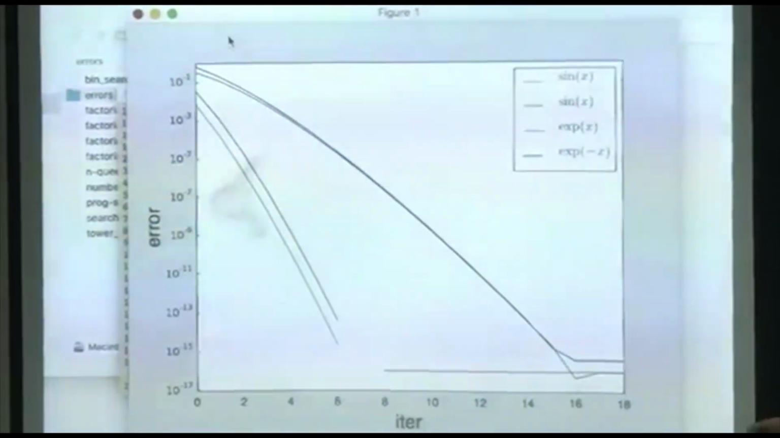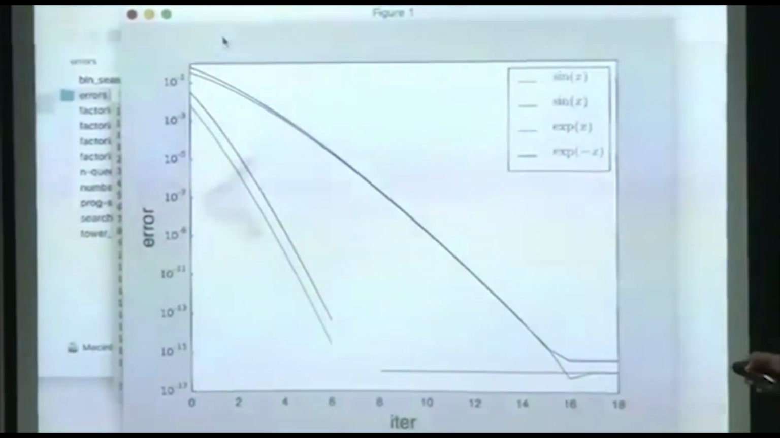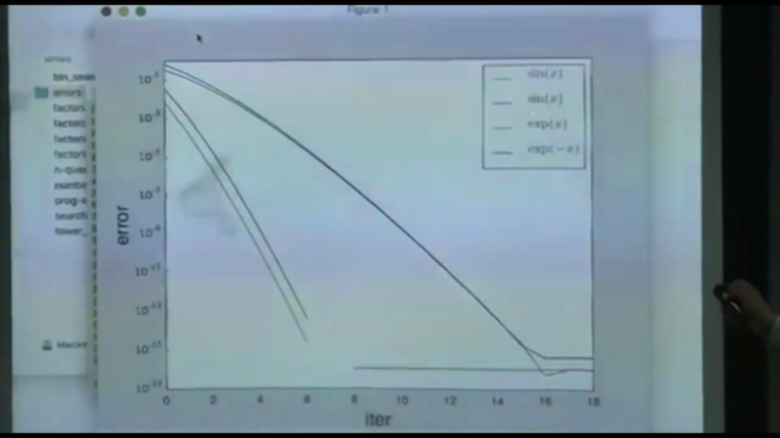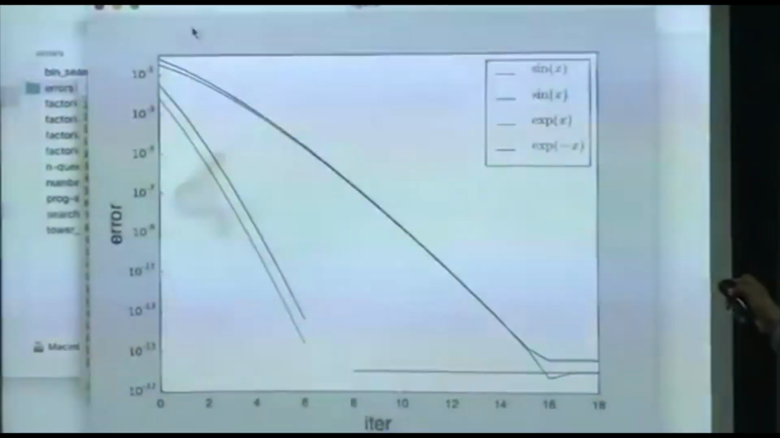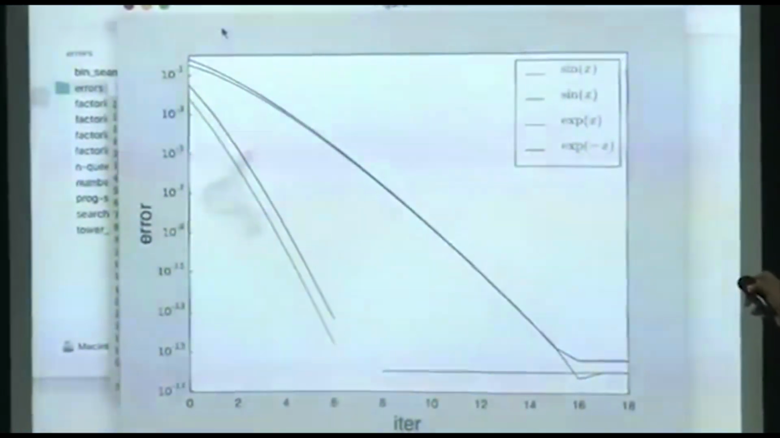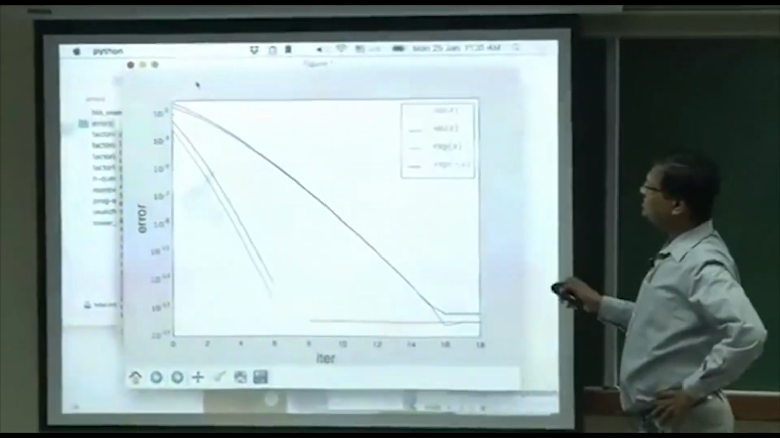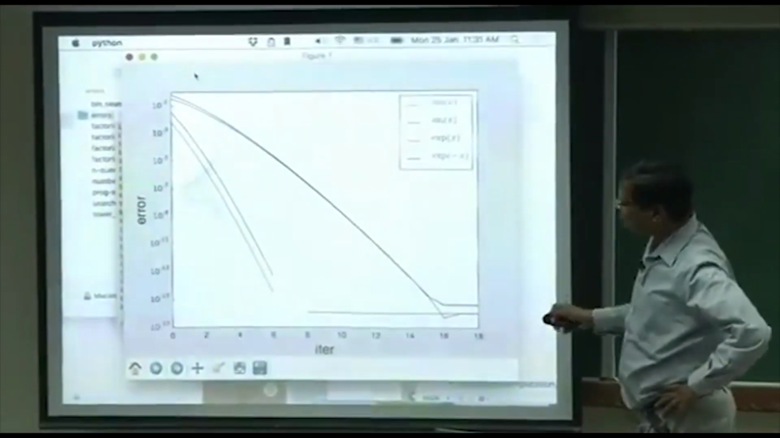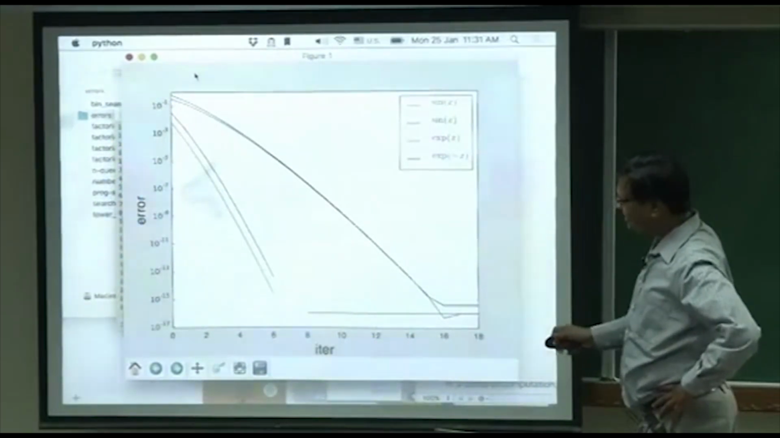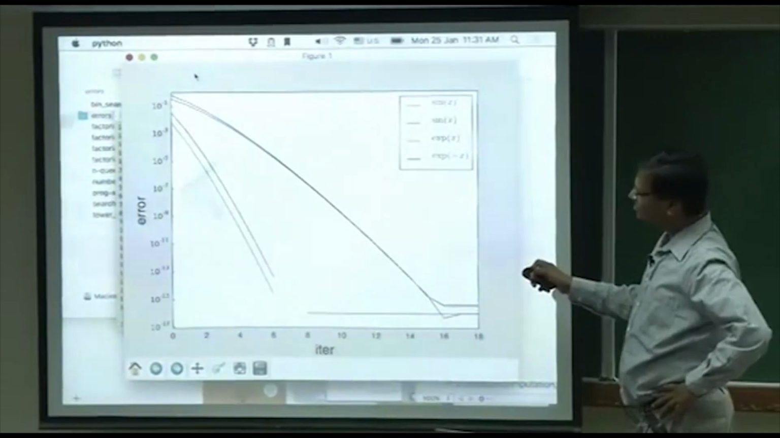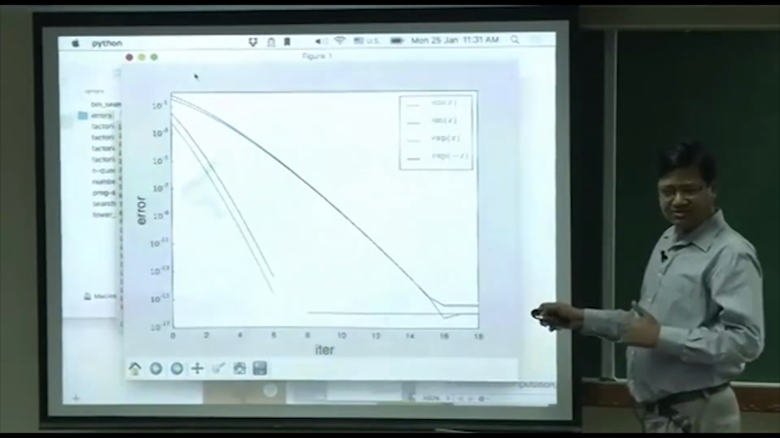Now, the 4 plots are: sin is sitting here as red, green is cos, and third is exponential which is here, blue. So, the y axis is error and the x axis is iteration. Of course, the first iteration has the largest error, and when you keep more and more terms the error decreases.